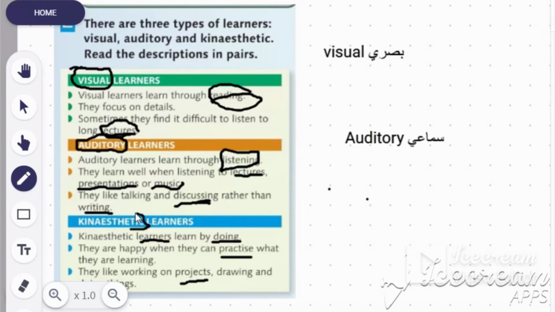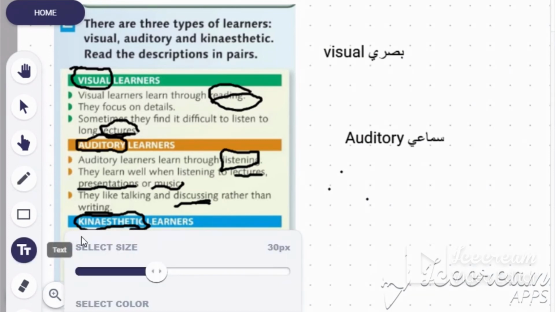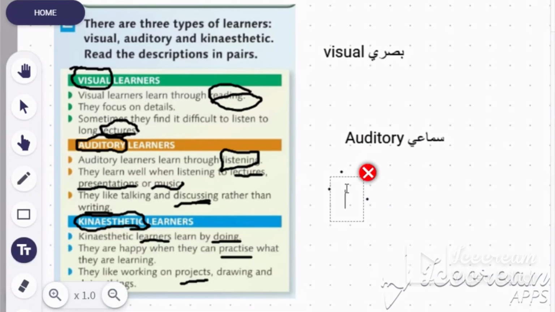Kinesthetic learner means متعلم حركي. They like to do the action, sorry. So they learn it a lot. I will write it, kinesthetic learner, متعلم حركي. Again, kinesthetic learner, kinesthetic, متعلم حركي.